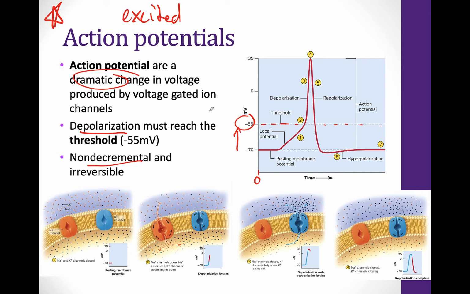Okay, so what I'm going to do is use these numbers to talk you through each of these steps, and I'm going to write out an explanation of what's happening at each of these spots. So we've got time 0, we're at resting membrane potential. We're going to have a local potential, which we saw in the last video, where there's going to be some depolarization. So what's happening to cause this local potential? This is what's happening at number 1. Step number 1 is the local potential.